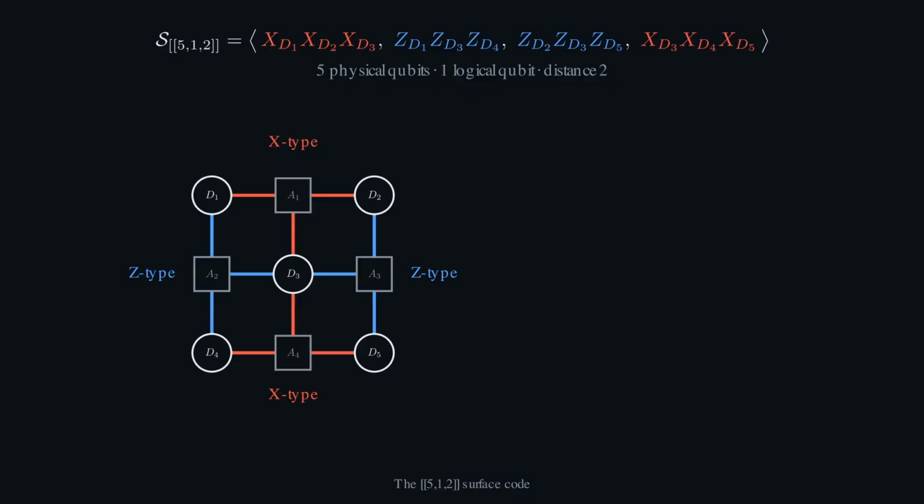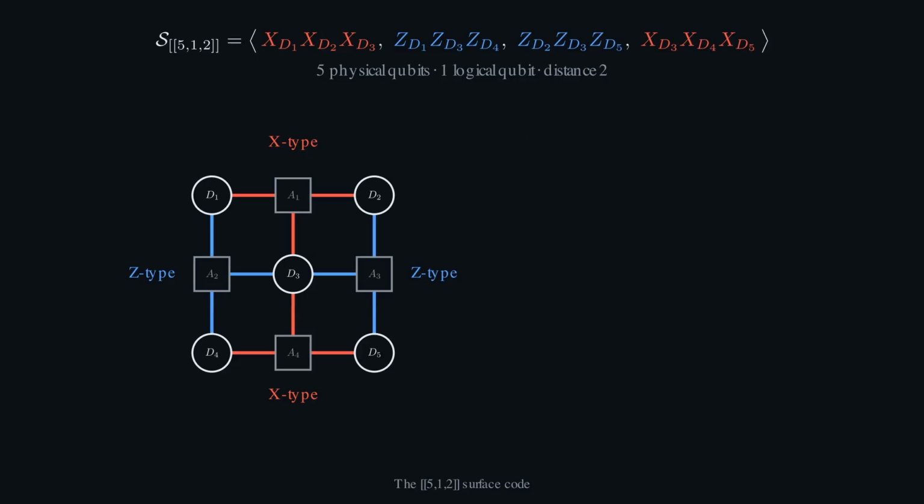Now, what we want to emphasize about this code is that it protects against arbitrary single qubit errors. For example, X and Z errors occurring on one of the data qubits. The presence of those errors will trigger non-trivial syndromes in the ancilla measurements.